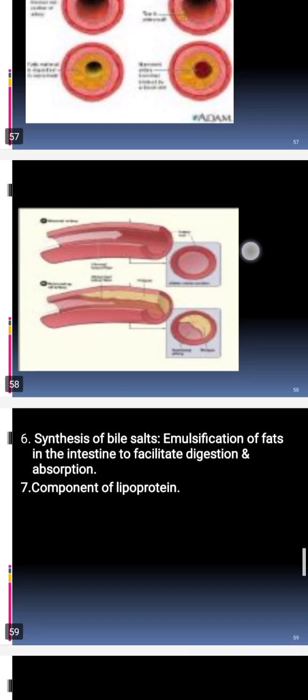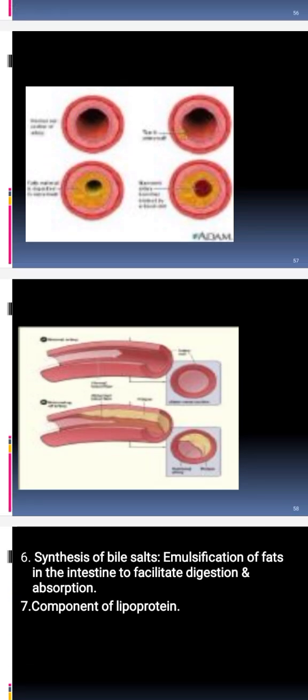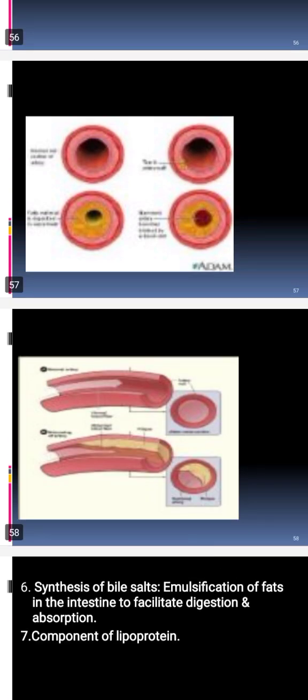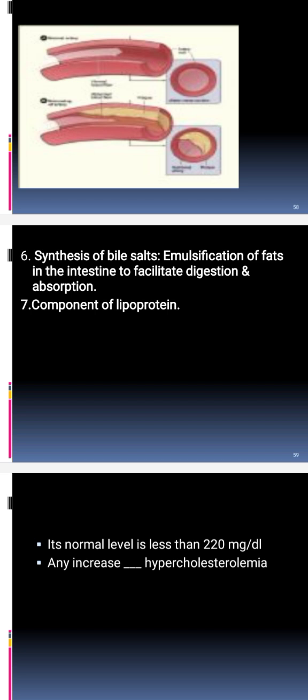If we have a look at these two diagrams, we can see some accumulations of cholesterol in the blood vessels. These two diagrams are sections of blood vessels, and you can see the yellow color is the accumulation of the lipid. Cholesterol also has a role in the synthesis of the bile salts, and we don't have to forget that it's one of the components of lipoprotein.